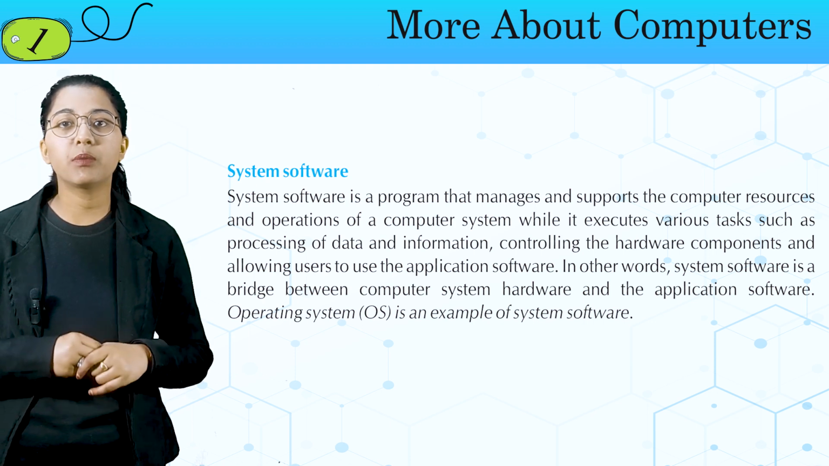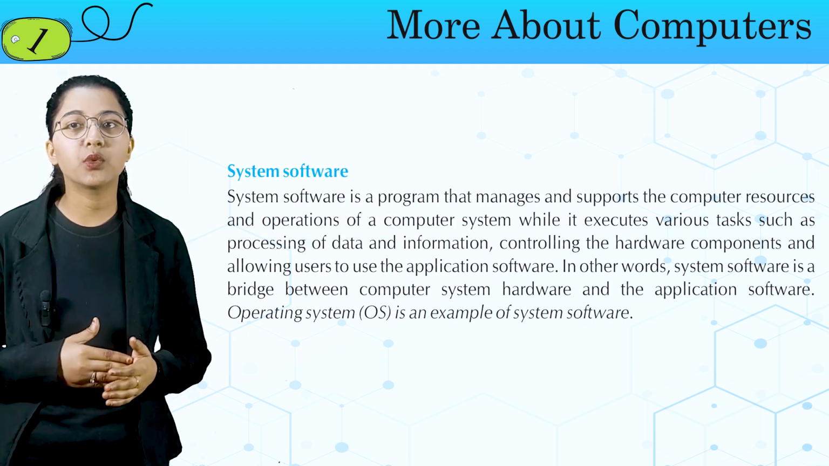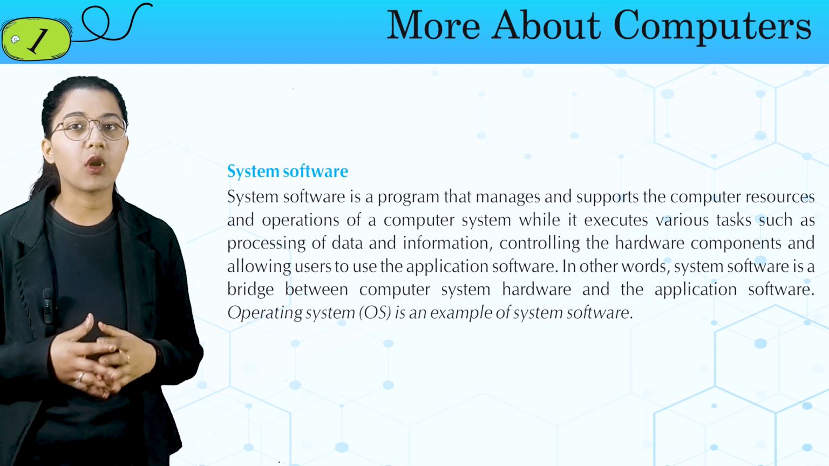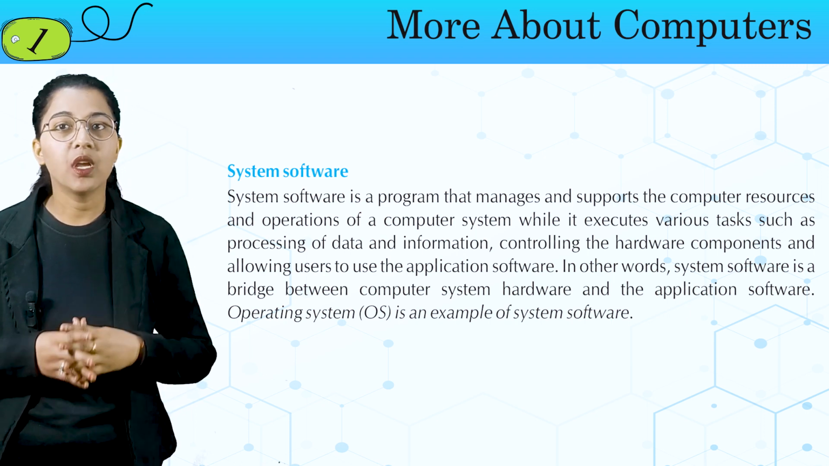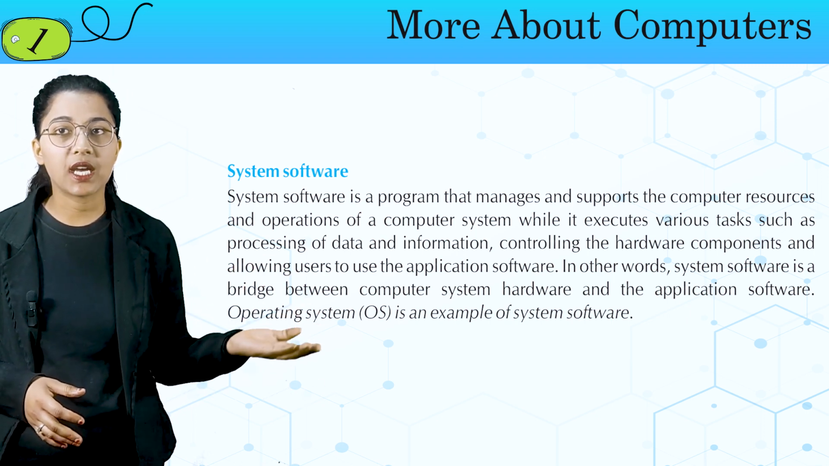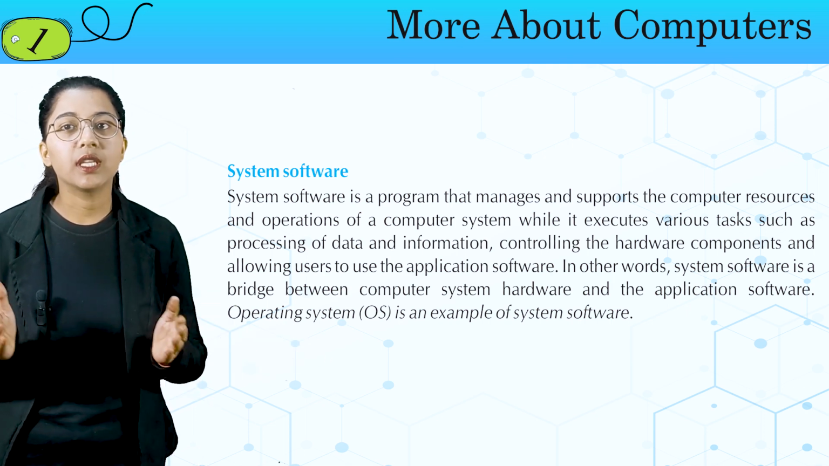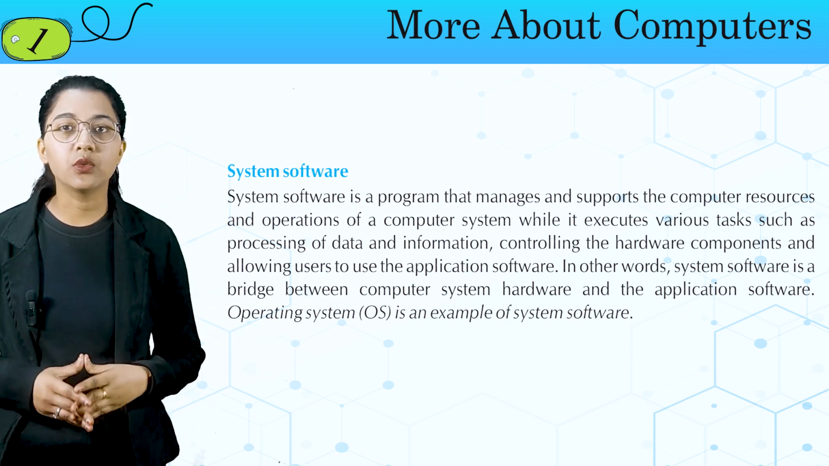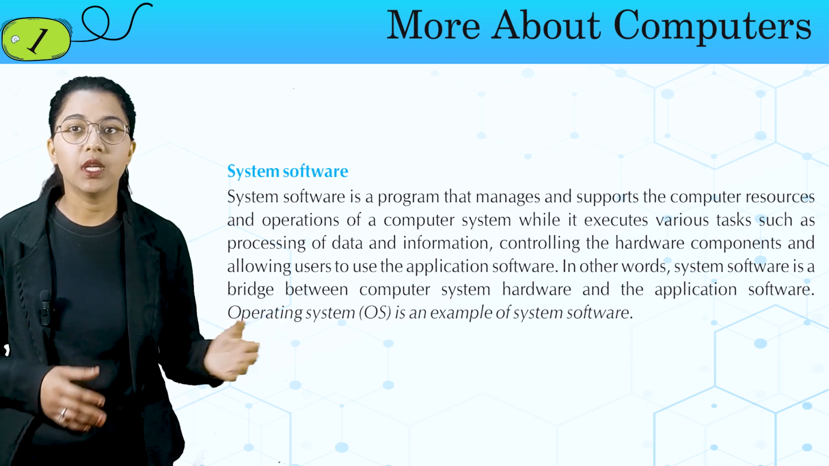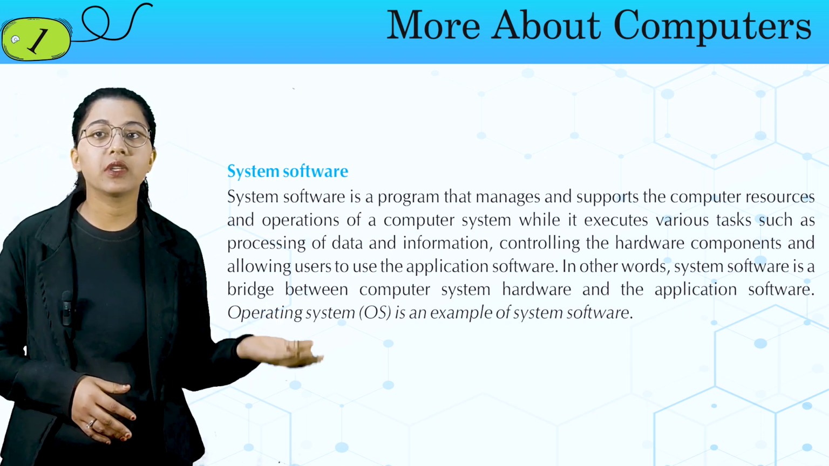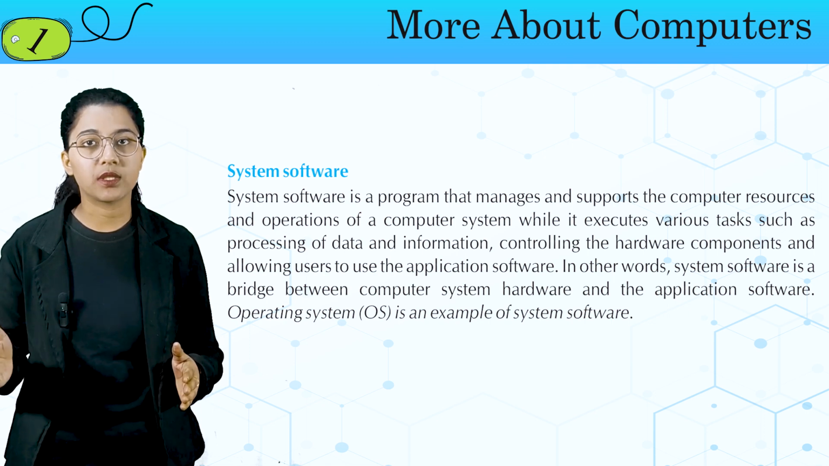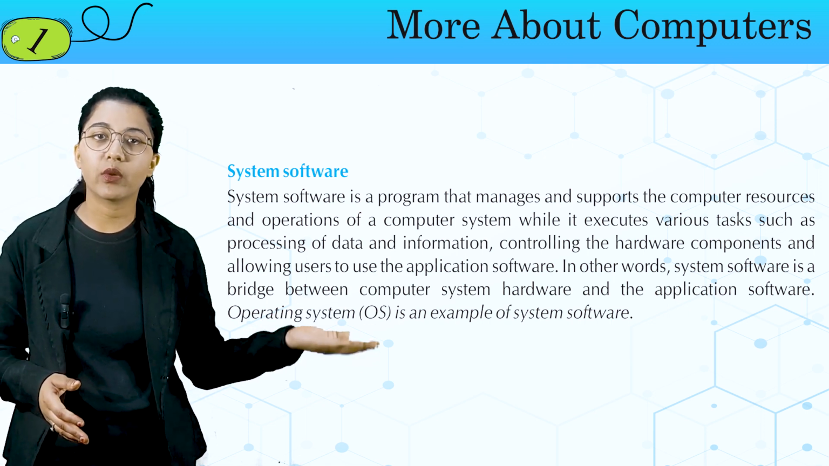System software is a program that manages and supports the computer resources and operations of a computer system, while it executes various tasks such as processing of data and information, controlling the hardware components, and allowing the user to use the application software. In other words, system software is a bridge between computer system hardware and the application software.